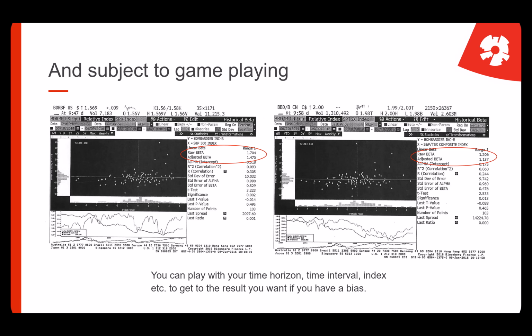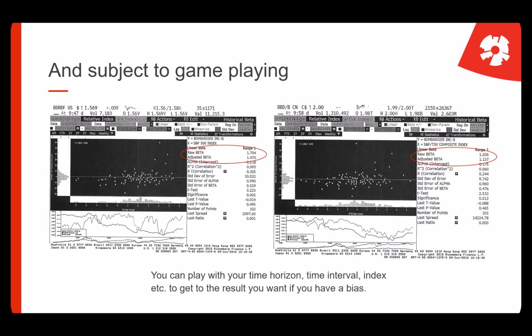Now here we have two Bloomberg regressions, both for Bombardier. On the left, we see a regression of Bombardier against the S&P 500. The raw beta shows 1.7, and on the right, we regress Bombardier against the Canadian TSX index, where suddenly the beta is down to 1.2. So what happened? Nothing about Bombardier changed. What changed is really the index that we are using. By switching the benchmarks, the beta we report can jump or fall dramatically.